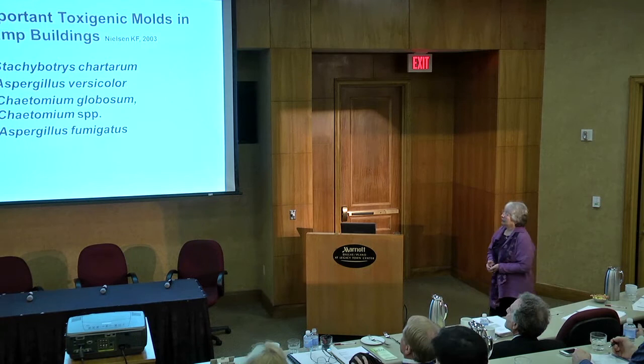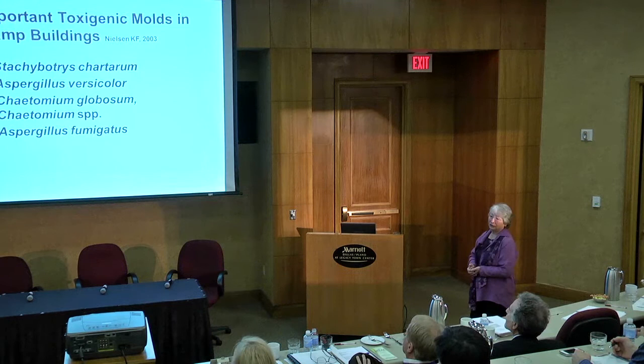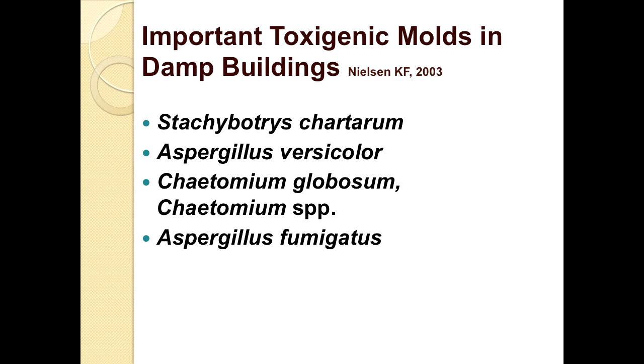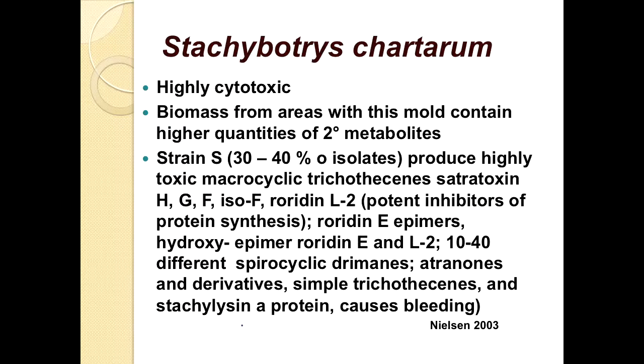Christian Fogg Nielsen actually also chose these particular ones, so you can see his review. There's a reference list in your book with all the references. So Stachybotrys chartarum, Aspergillus versicolor, Chaetomium globosum and other Chaetomium species already mentioned as a potential source of really serious health problems, and Aspergillus fumigatus. So Stachybotrys chartarum: the toxigenic species are highly cytotoxic, meaning that they're toxic to all cells that have been exposed in the laboratory.